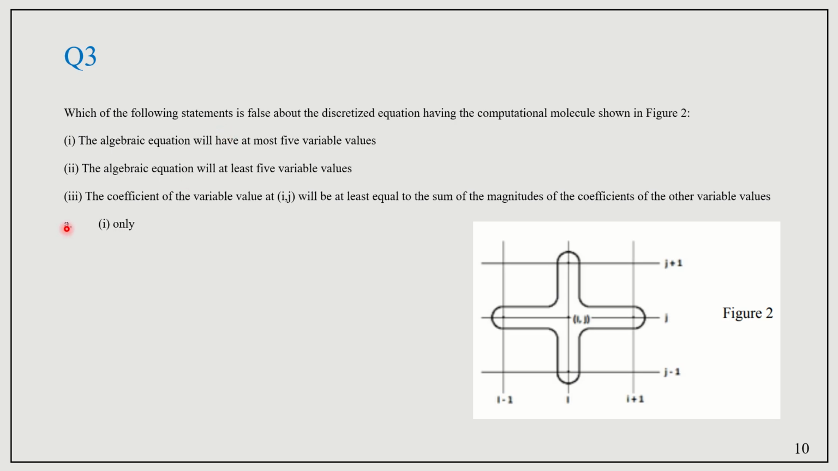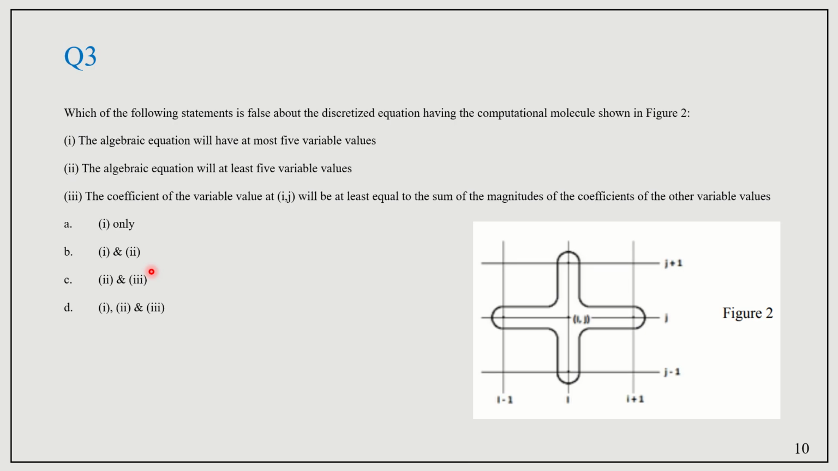So options are option A, 1 only; option B, 1 and 2; option C, 2 and 3; option D, 1, 2 and 3. Since the question is about which of the following statements is false, we can rightly say it is the second and third statements that are false. So the answer to this question is option C, that is, 2 and 3 is the right answer.